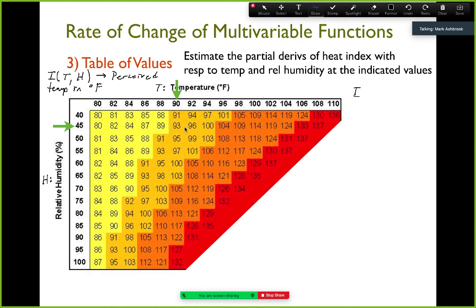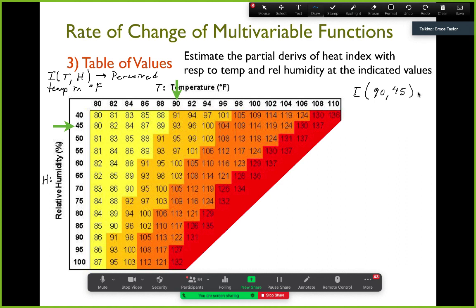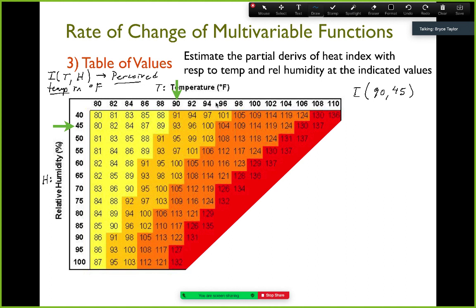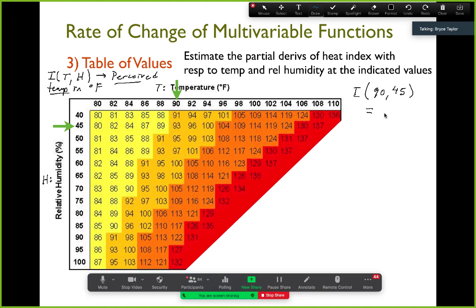93. So the values in the table are values of the dependent variable. They're like z values, right? For a given x along this axis, and also a given y. So we've got I of 90 comma 45. Our z is measured as heat index, perceived temperature, what it feels like. So that will also have units of degrees Fahrenheit.